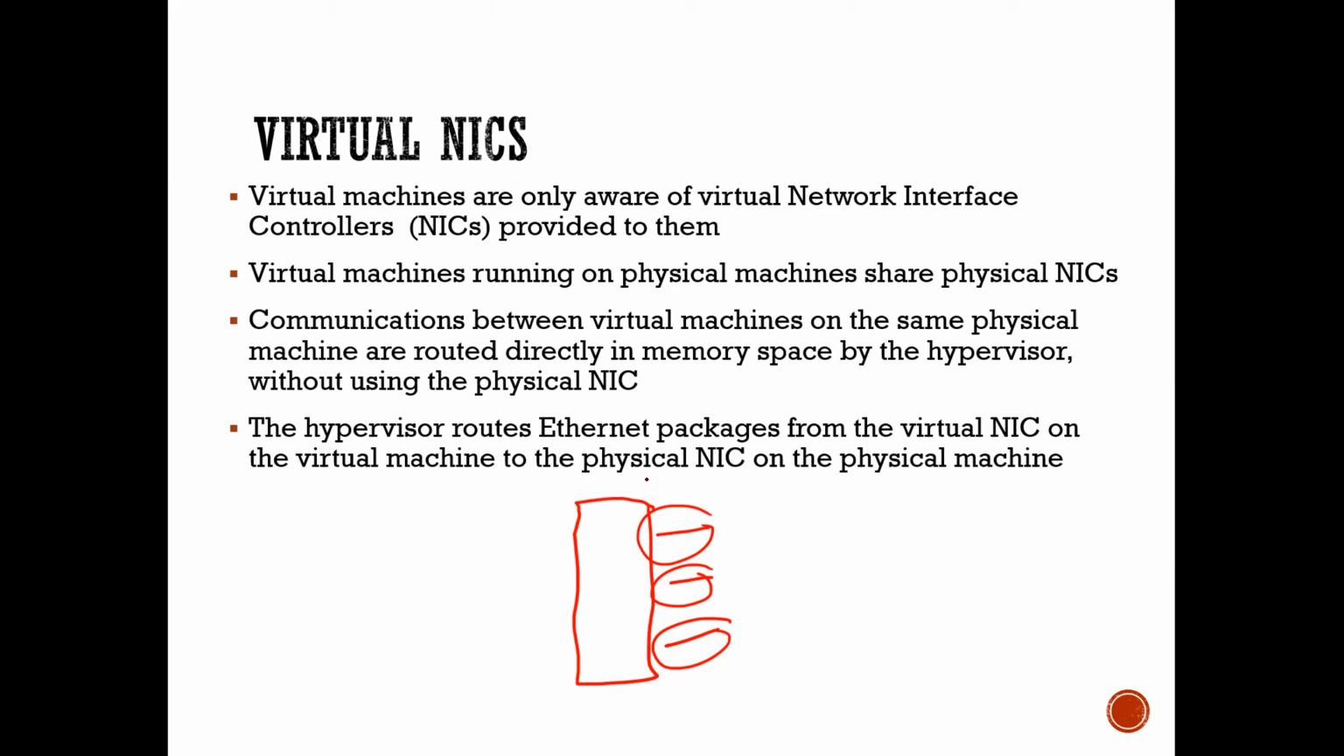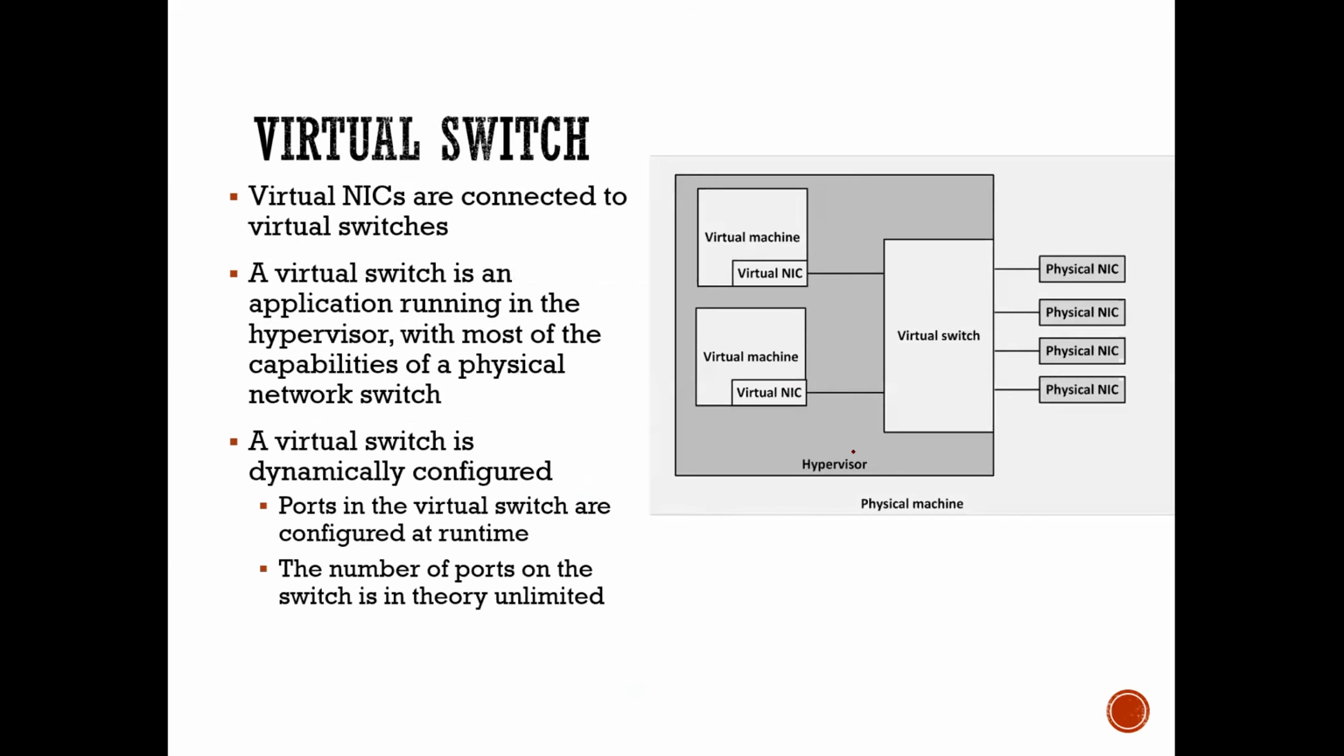Okay. Virtual machines are only aware of a virtual network interface controller provided to them. Virtual machines running on physical machines share the physical network interface card. Communication between virtual machines on the same physical machine is routed directly in memory space by the hypervisor without using the physical network interface. The hypervisor routes Ethernet packets from the virtual network interface card on the virtual machine to the physical network interface card on the physical machine.